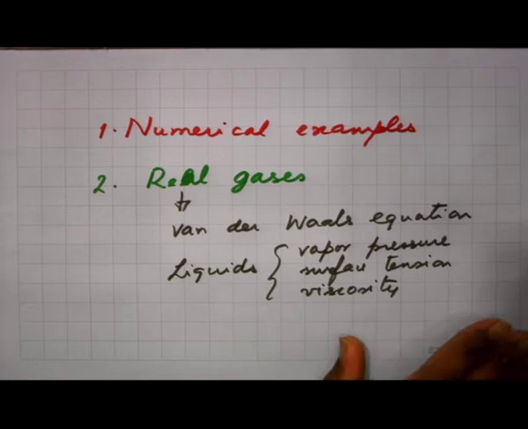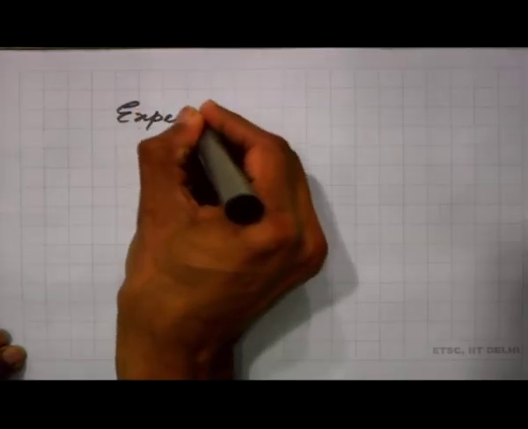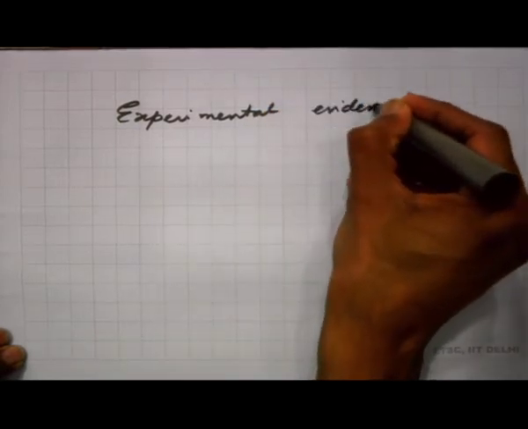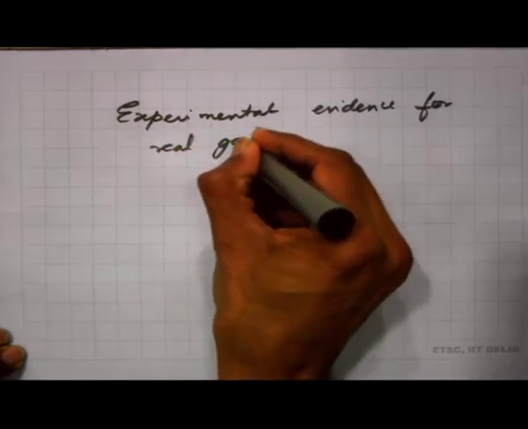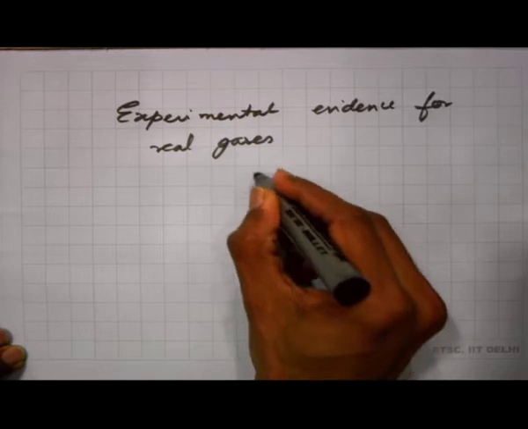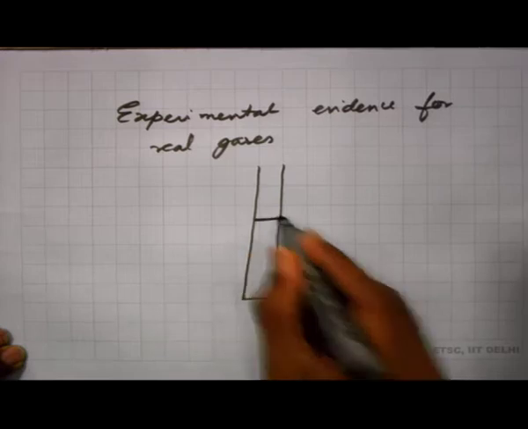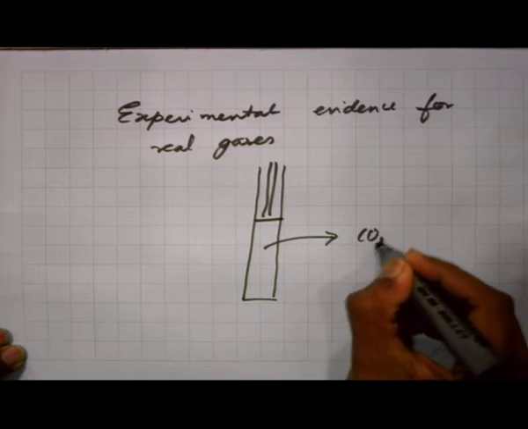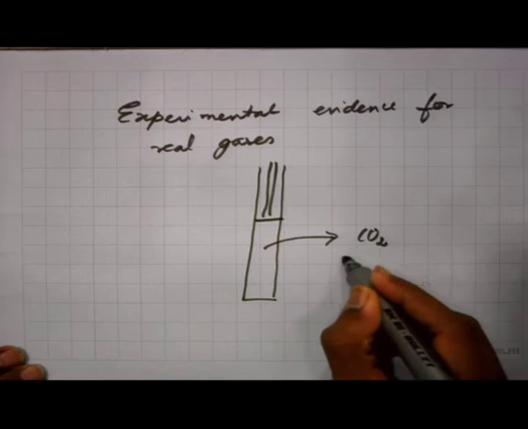Let us go back and look at our discussion on real gases. So, this is the experimental evidence, right. The experimental evidence comes from Thomas Andrews. And what did he do? He took a gas, in his case it was carbon dioxide, and he fixed the temperature. So, this is at a fixed temperature T.